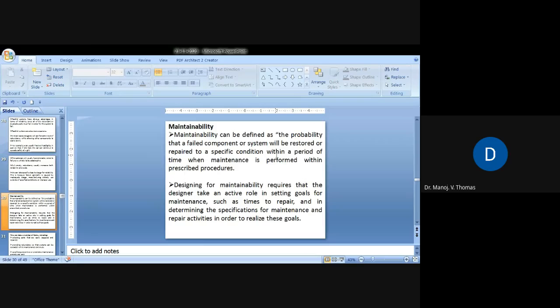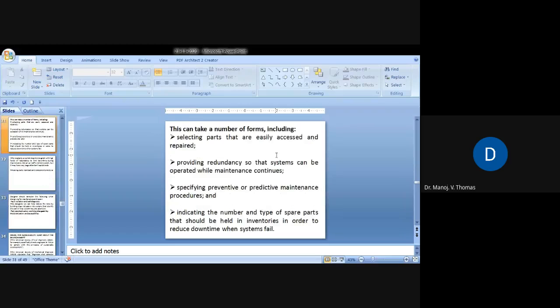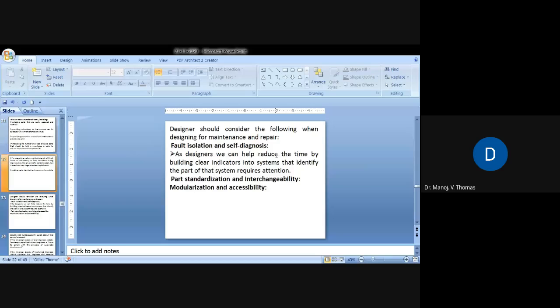The second one is maintainability. The system should be easy to maintain. This can take a number of forms, including selecting parts that are easily accessed and repaired, providing redundancy so that systems can be operated, and specifying preventive and predictive maintenance. Preventive means we should be able to prevent. Predictive means the system gives some warning that some issue will happen or has happened.